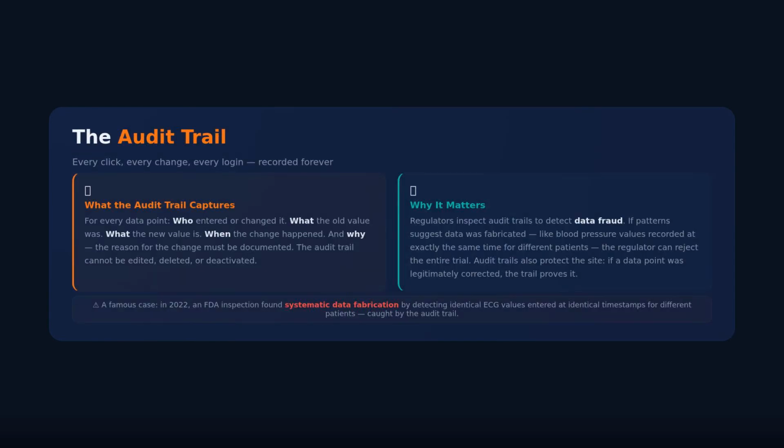The audit trail captures every change: who made it, what the old value was, what the new value is, when it happened, and why. The audit trail cannot be edited or deleted. Regulators inspect audit trails to detect data fraud. In one famous case, the FDA caught systematic data fabrication by detecting identical ECG values entered at identical timestamps for different patients.